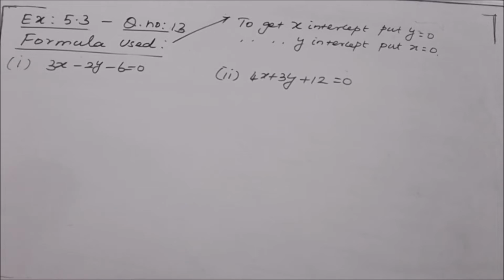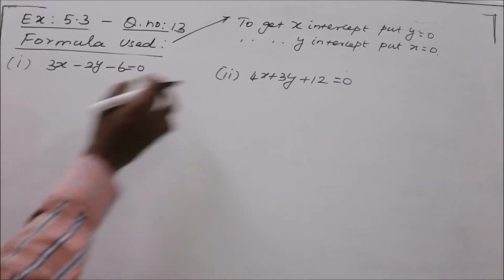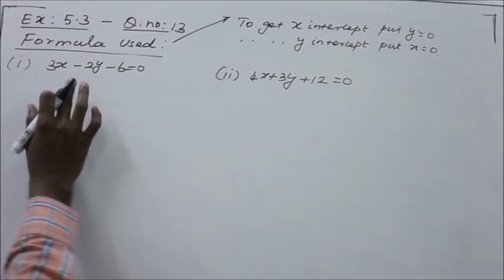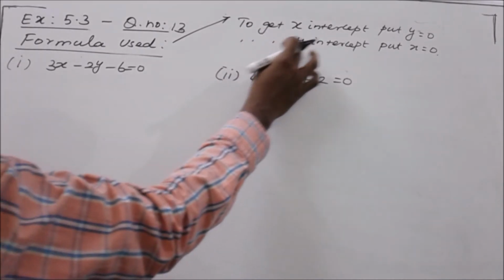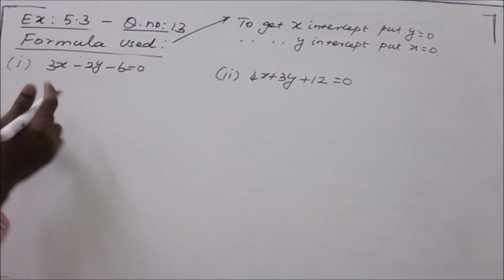Questions number 12 and 13 are very important, 2 marks. These questions have repeatedly appeared in the board exams, so you should give more care to these questions for 2 marks. To find the x-intercept and y-intercept when a line is given: to get the x-intercept, put y equal to 0 in the given equation. To get the y-intercept, put x equal to 0 in the given equation.